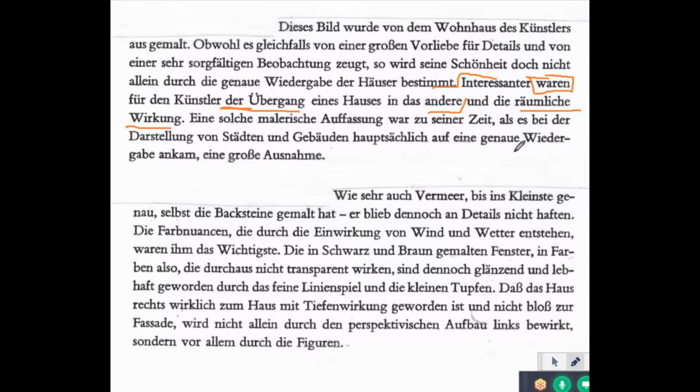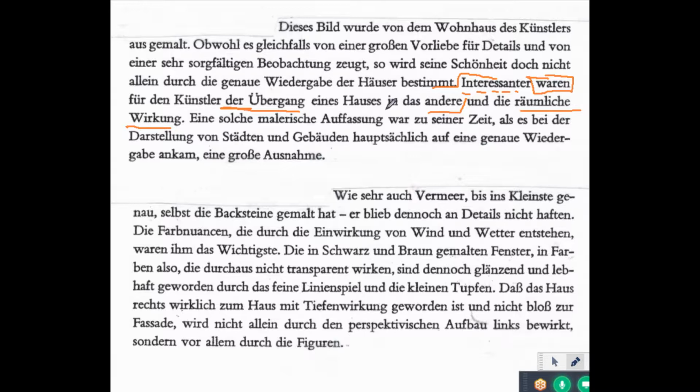Okay, so and what about the interessanter? What part of speech is that? So you have together now, they were, so the transition and the spatial effect were more interesting. It's an adverb, I believe, right? Well, it's actually a predicate adjective. Oh, that's right. A comparative. So for the artist, the transition from a house into the other.